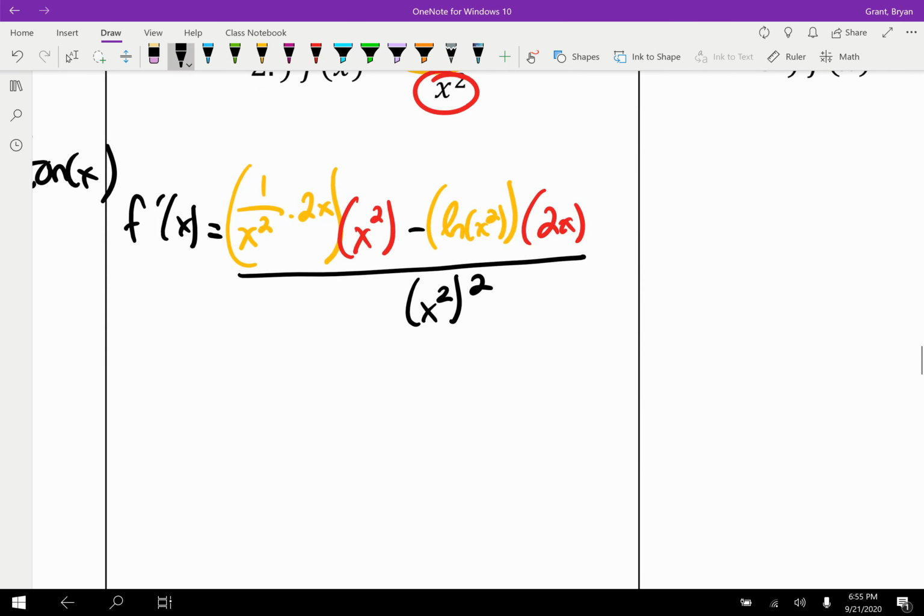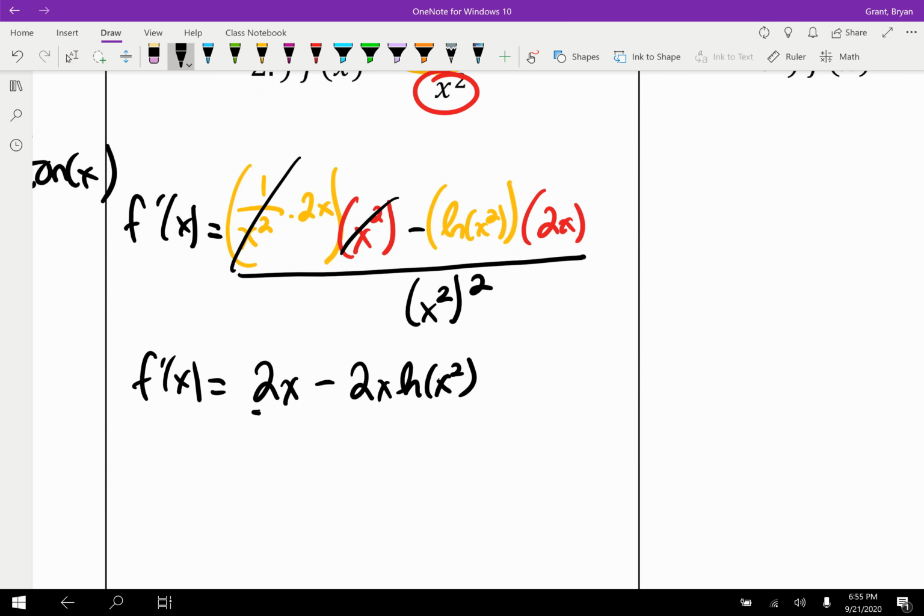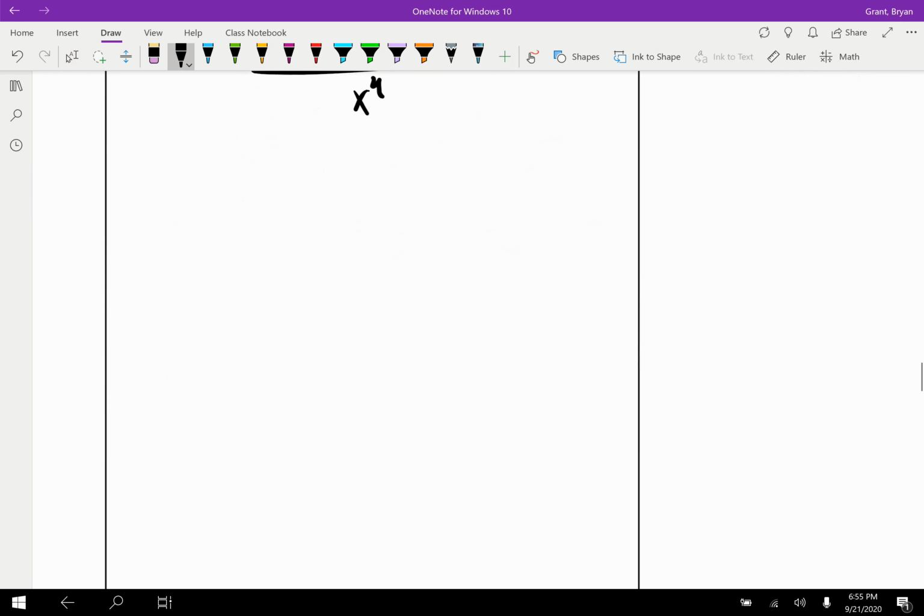All right, let's clean this up. I think instead of doing 2x and x squared and destroying that, why don't we just cancel out the x squared and the 1 over x squared? And I don't think we're going to do too much else from there, but let's see what that does for us. It gives us 2x minus 2x ln of x squared, all divided by x squared squared, which is x to the 4th. Okay, does that match our answer?